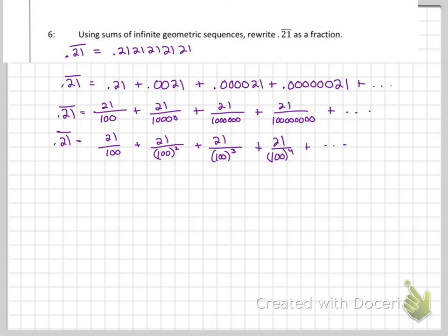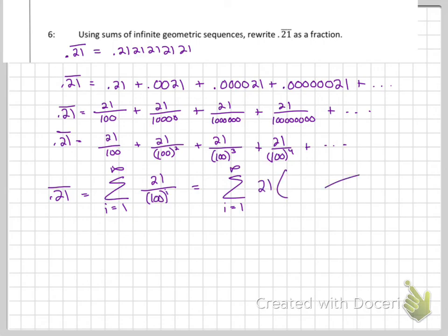So then if we look at it, I forgot my bar, 0.21 continuous, that is just the sum of i from 1 to infinity, because this goes on forever, of 21 over 100 raised to that i power. So then that also means that this is i from 1 to infinity. If it makes you more comfortable to put the 21 out front, of 1 over 100 to the i power.